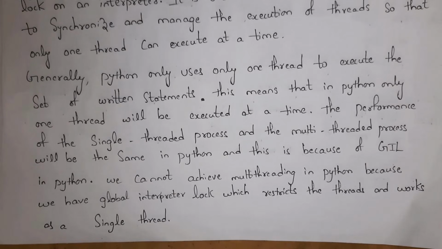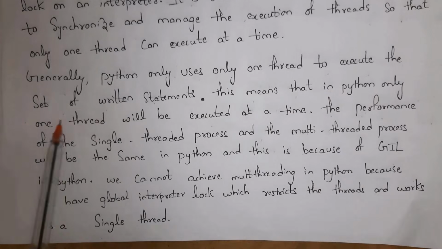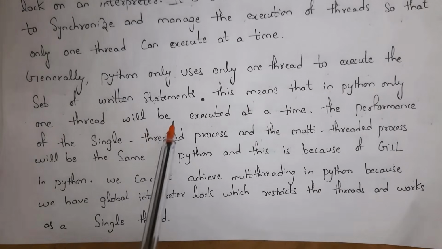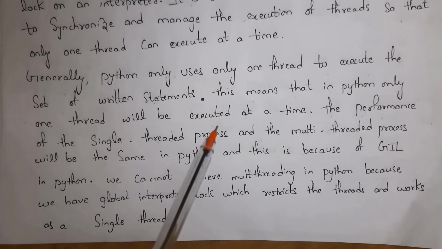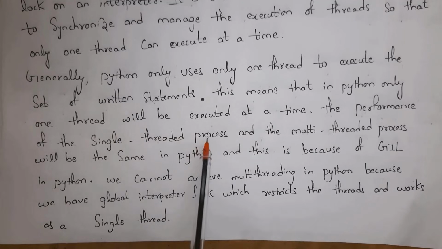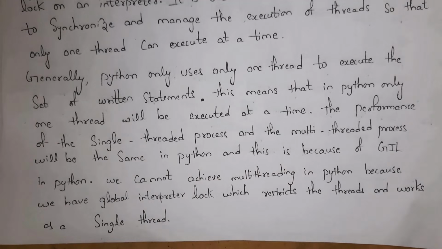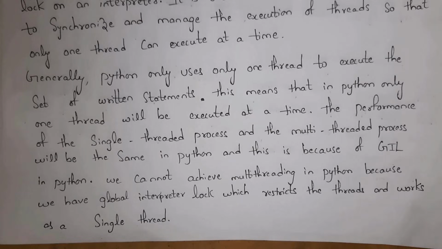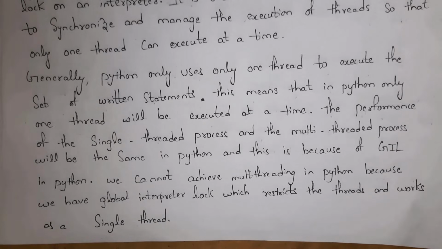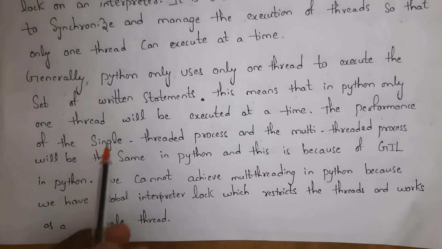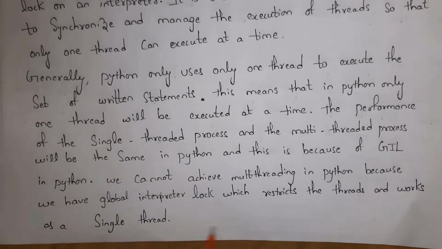Generally, Python uses only one thread to execute a set of statements. This means that in Python only one thread will be executed at a time. The performance of a single-threaded process and a multi-threaded process will be the same in Python. Whether you use a single thread or multiple threads, Python will execute only one thread at a time. So performance will be the same for a single-threaded process and a multi-threaded process because of the global interpreter lock in Python.